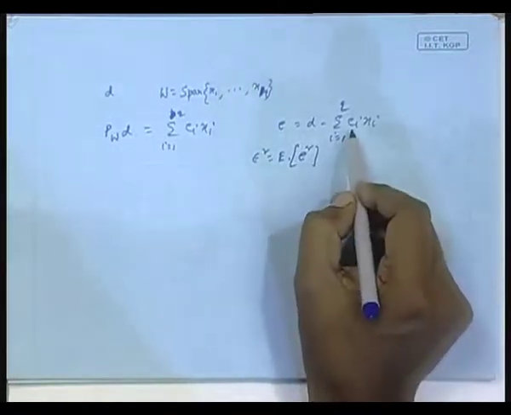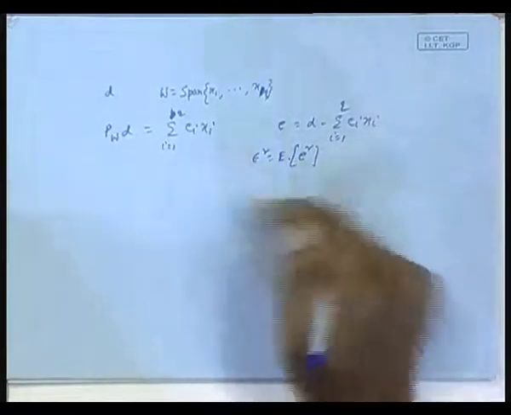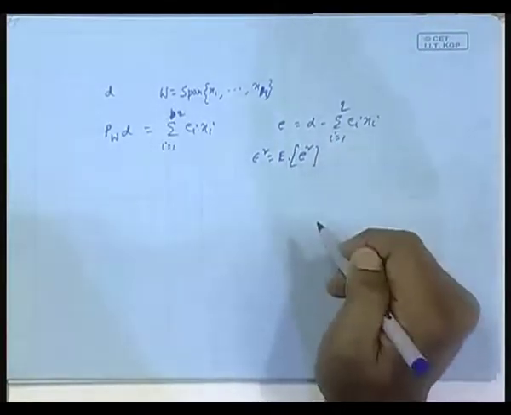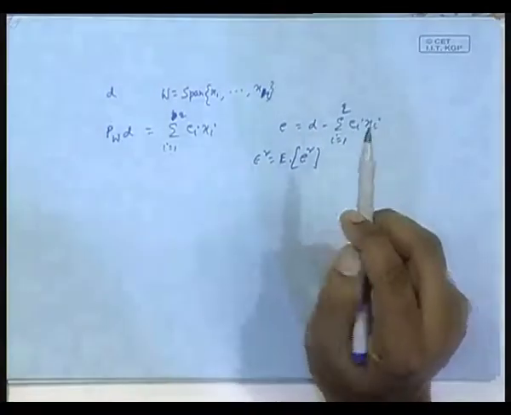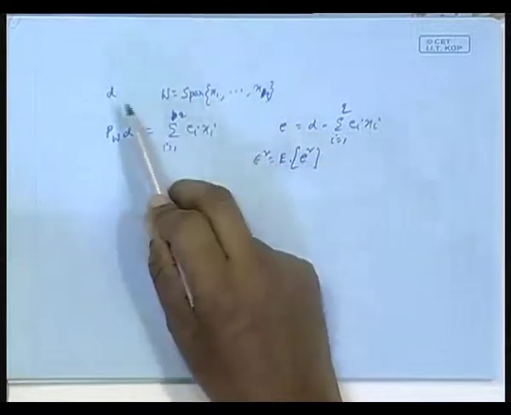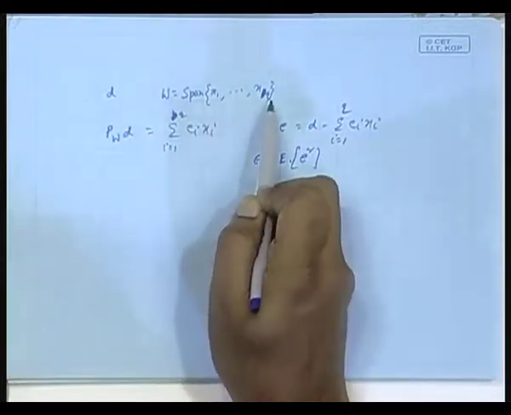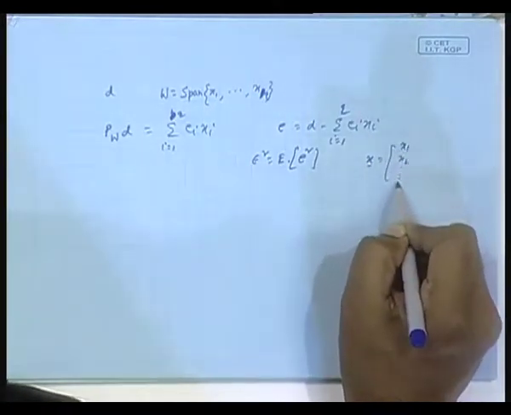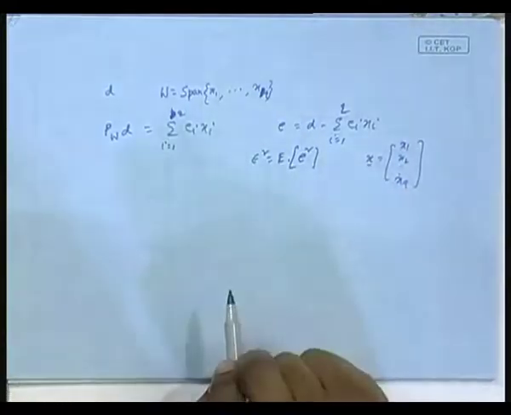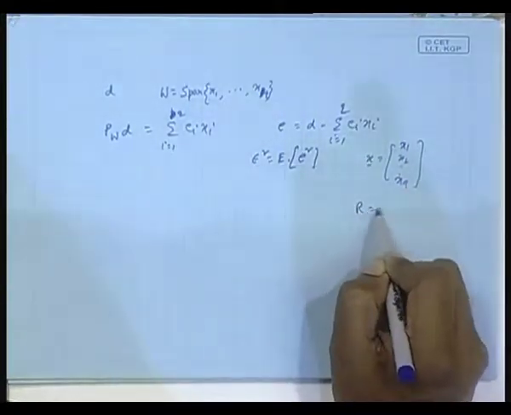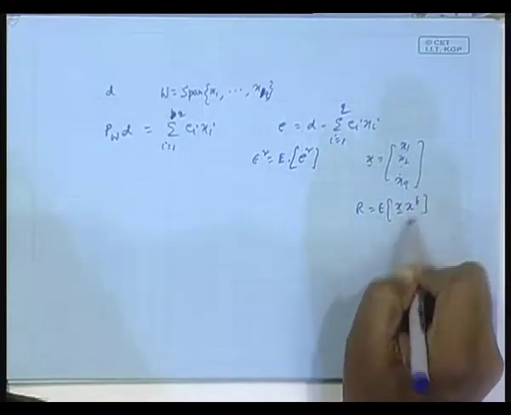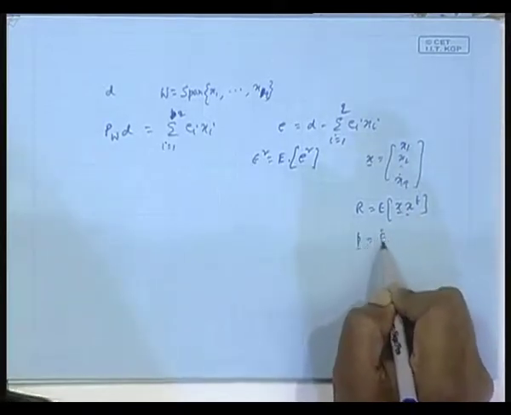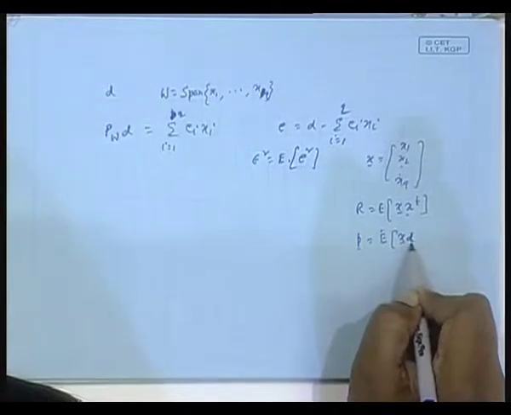This is a quadratic function of Ci and has one unique minimum, because it is a quadratic function. You find all the coefficients, and those coefficients are obtained in terms of the autocorrelation, the correlation between x1 to xq, and the cross correlation between d and each of x1 to xq. That is, if you define the x vector as x1 x2 dot dot dot xq, then you define the matrix R as E x x transpose. Transpose is enough, Hermitian is not required because all are real, and the P vector as E x d.